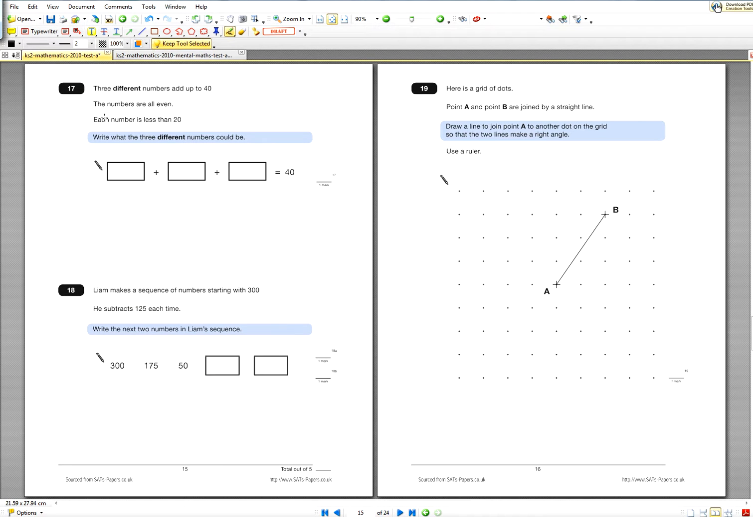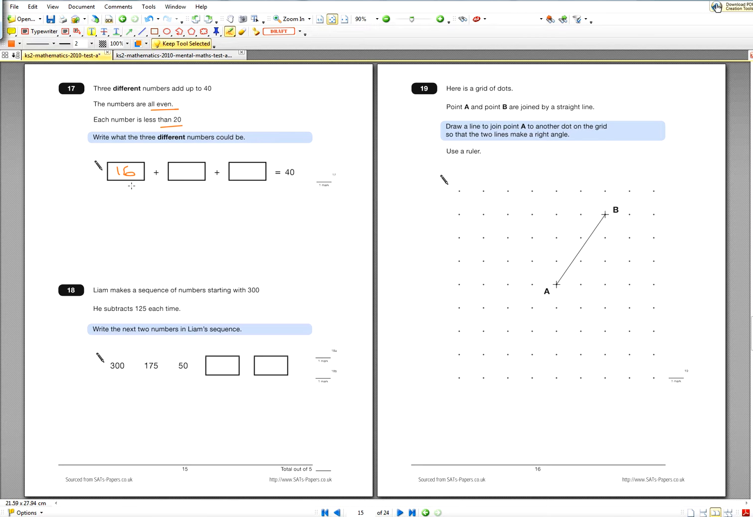Question number 17. 3 different numbers add up to 40. The numbers are all even. Each number is less than 20. Write the 3 different numbers, what they could be. Okay, Mr. Carson, you got your hand up first. Give me your answer. 16 add 13 add 11. Okay, you can't have 13. 13 is an odd number. You only have even numbers.